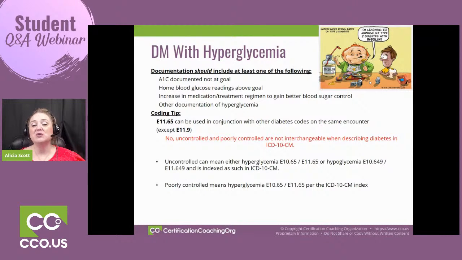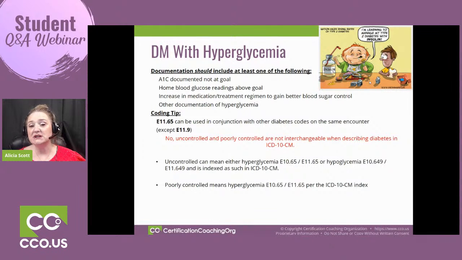Documentation that you're probably going to see whenever a person has diabetes and they're running with hyperglycemia is terms like their A1C is not at goal, glucose readings above goal, increase in medication and treatment regimen to gain better blood sugar control, and then you could also see other comments on the hyperglycemia. Because again, we don't want the patients to be running at a high level for very long. It damages the organs.